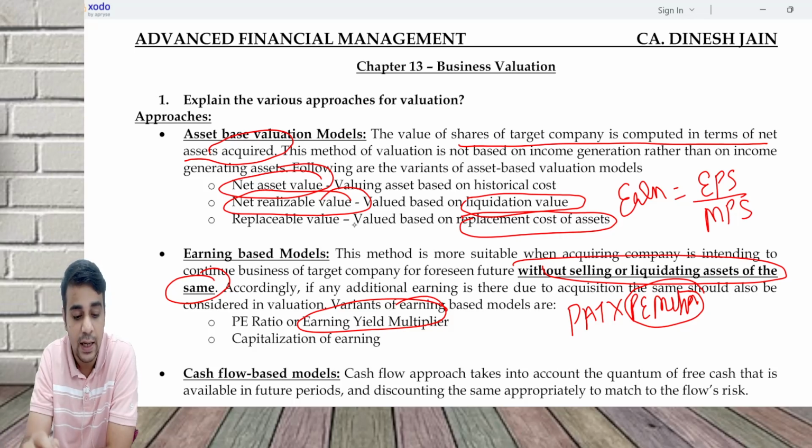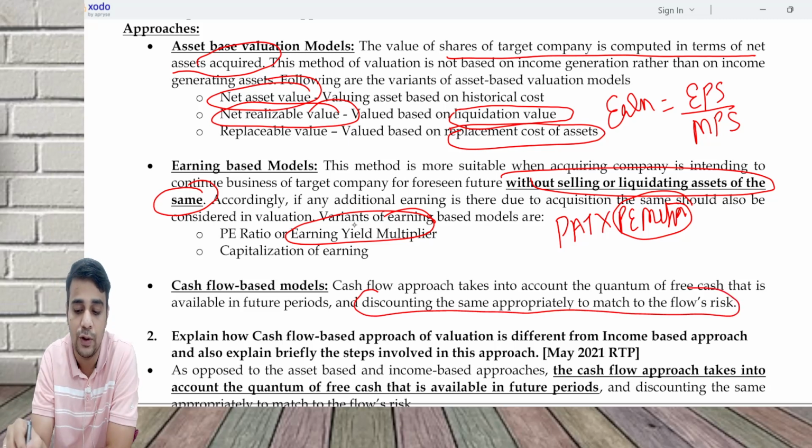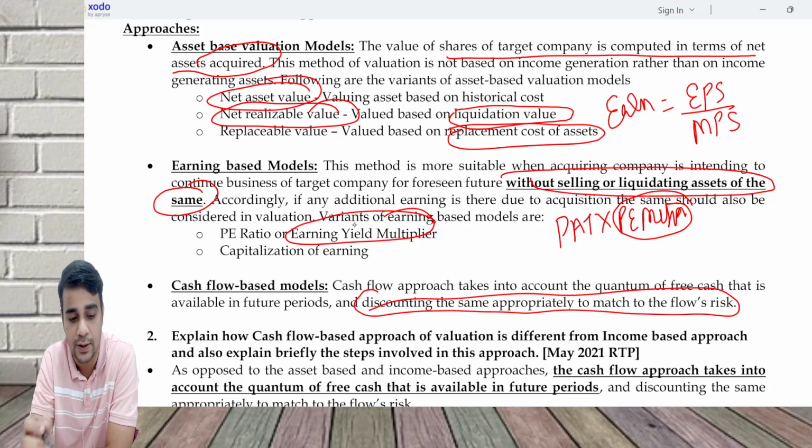Then there is the cash flow based model. Under the cash flow based model, I have an FCFF approach or an FCFE approach. That is, you arrive at the free cash that is available and discount it at the appropriate rate. If you are using free cash flow to the firm, you will discount it at the cost of capital. And if you have free cash flow to equity shareholders, you will discount it at the cost of equity.